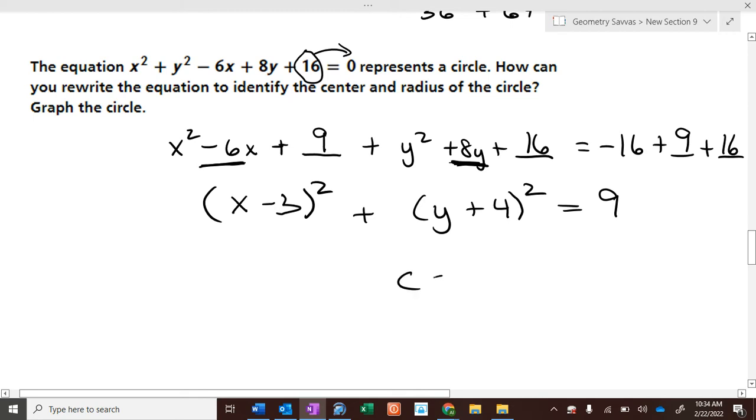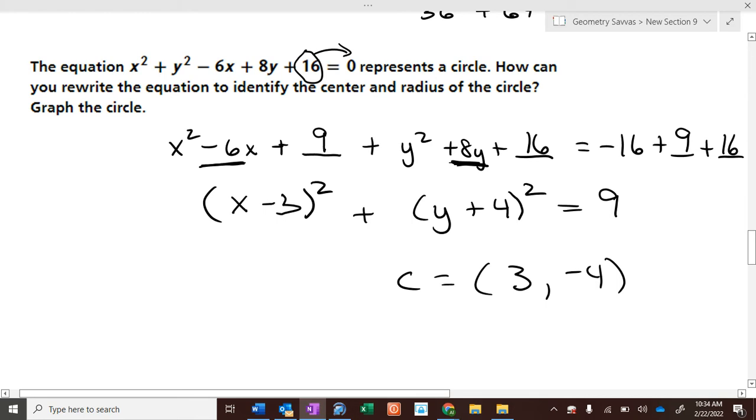So my center is, what do you think my center is? Now remember, it's x minus h is your center. X minus 3, so 3 is the center. And y minus k, y plus, if this is a plus and we need a minus, plus is the same as minus a negative. So it's negative 4.